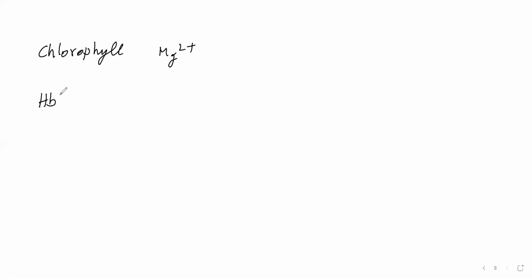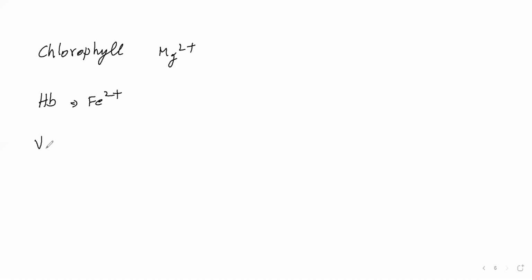Hemoglobin is the red pigment in the blood which is responsible for carrying oxygen from the lungs to the entire part of the body. Then it carries carbon dioxide from the body to the lungs. This hemoglobin is a coordination compound in which the central metal is Fe2+.